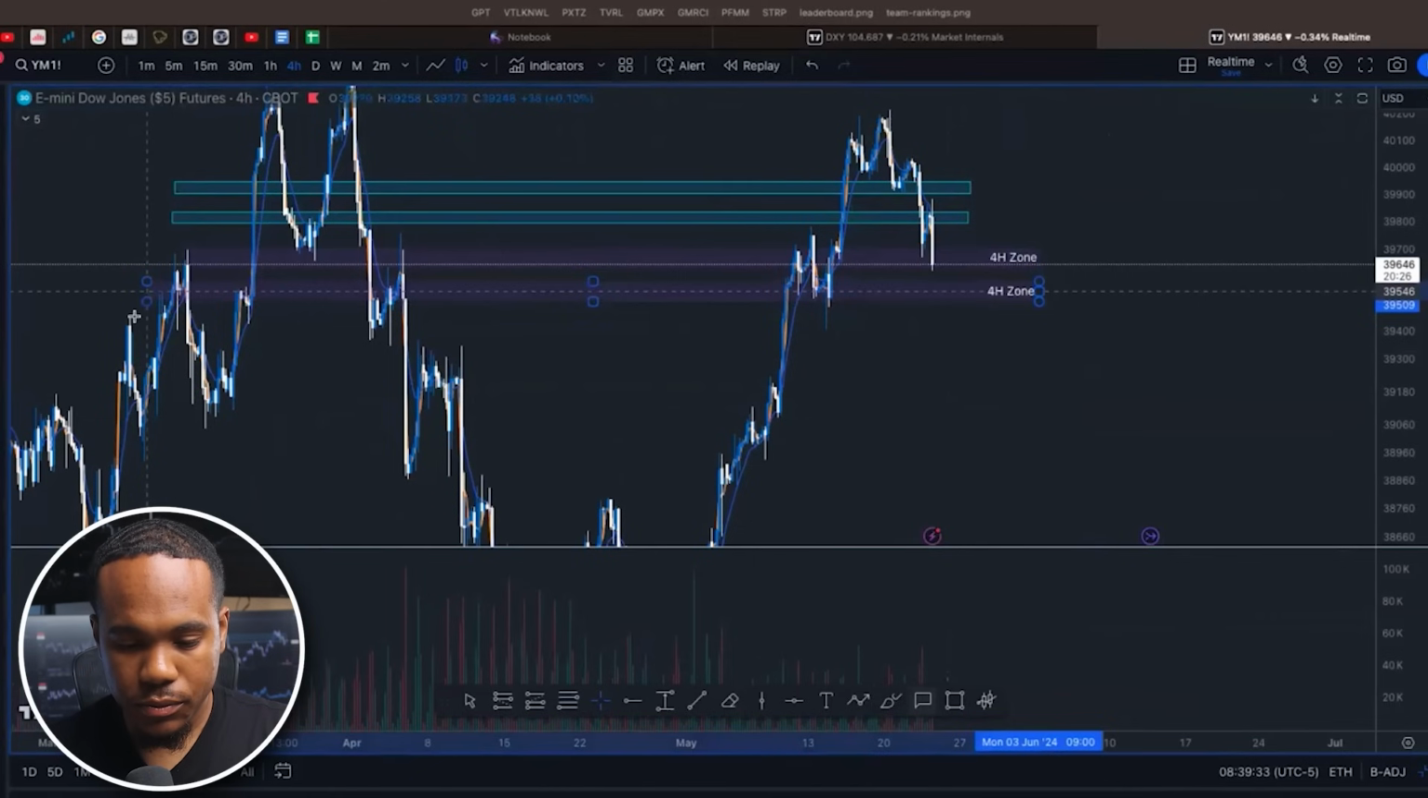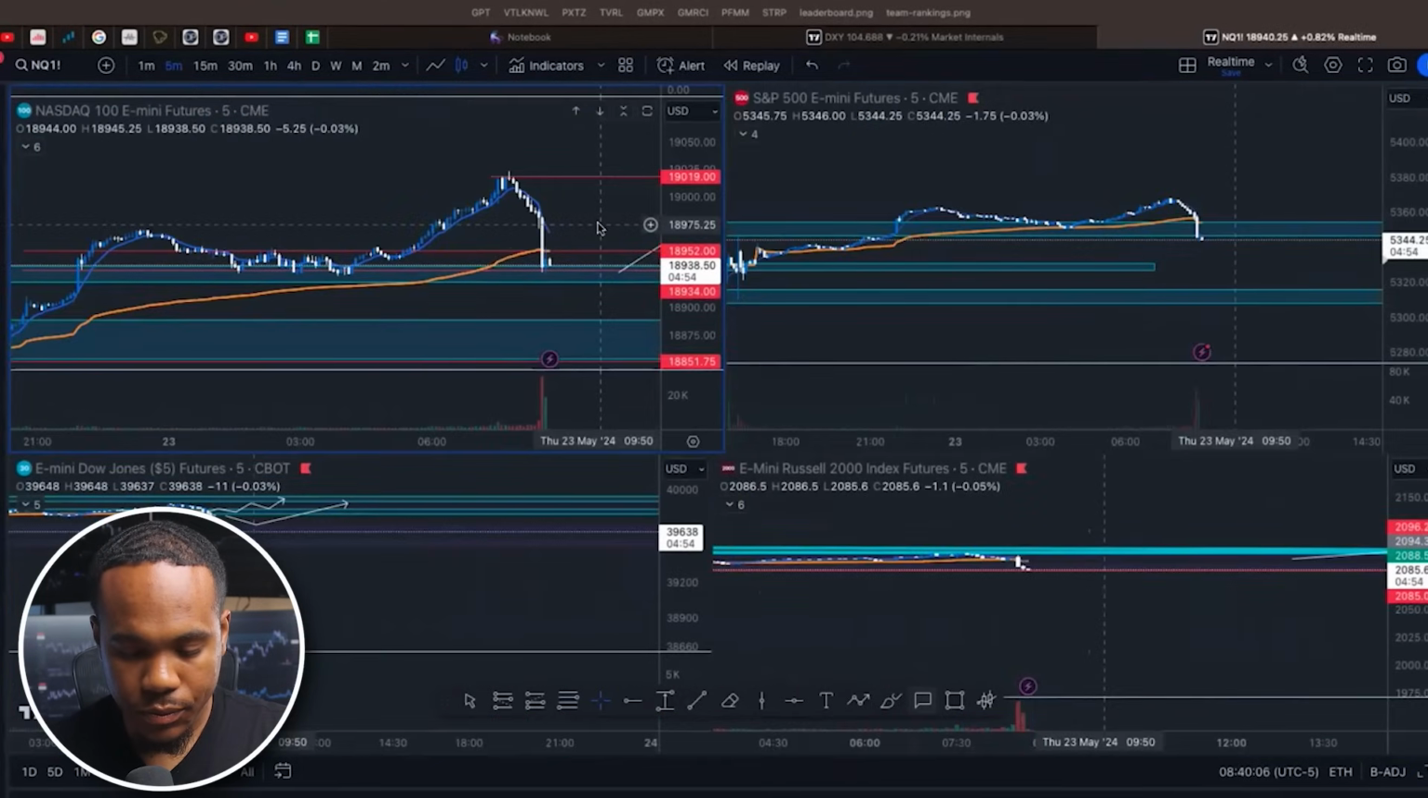So full disclosure, this is all for educational purposes. If I take a trade, this is not advice to take any investments or anything like that. And this is the very first time that I'm really trading in front of people, like just live.